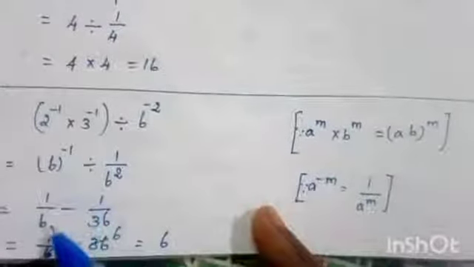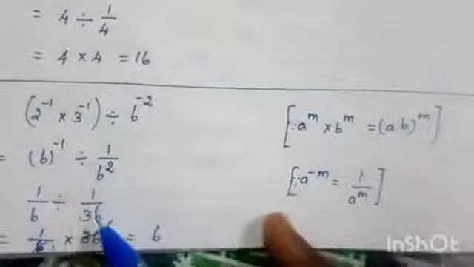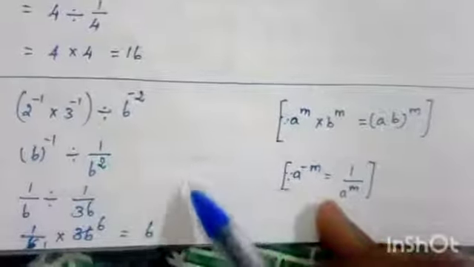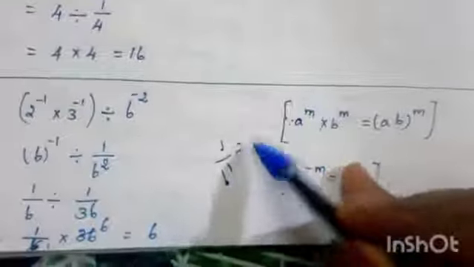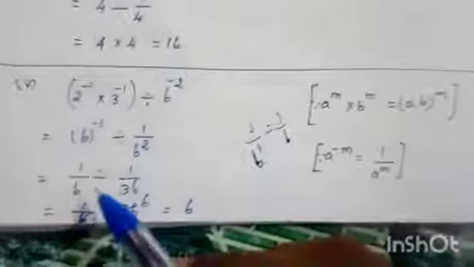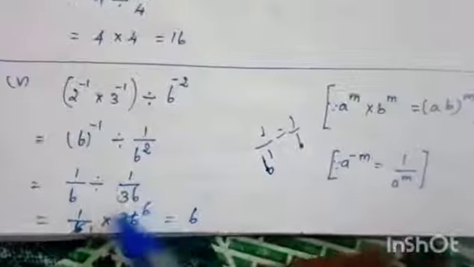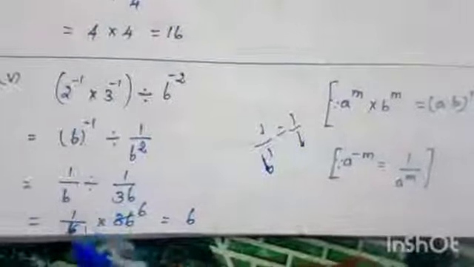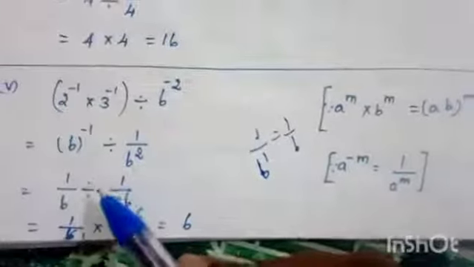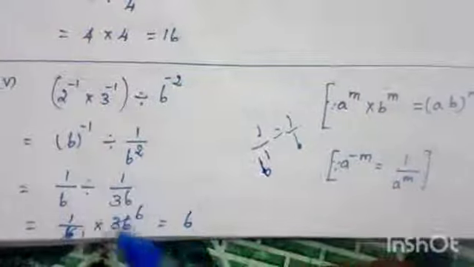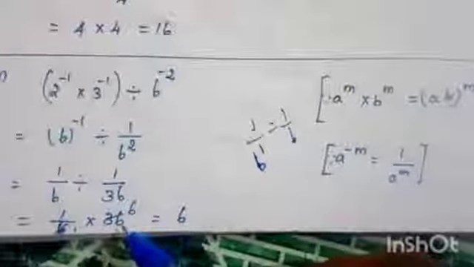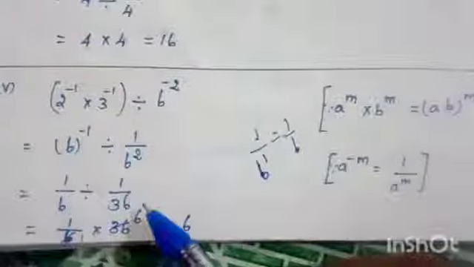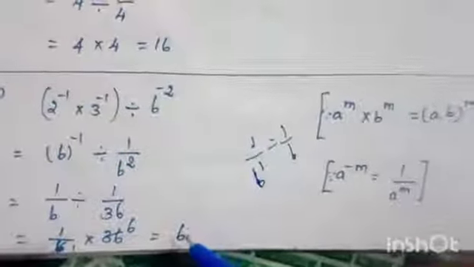So 6 power minus 1 is 1 by 6 power 1, that is 1 by 6, divided by 1 by 36. For 1 by 6, the first number doesn't change; just write it. For the division rule, division becomes multiplication, then you take a reciprocal of the second number. The reciprocal of 1 by 36 is 36. So 1 sixth times 36, 6 sixes are 36. So that is equal to 6.